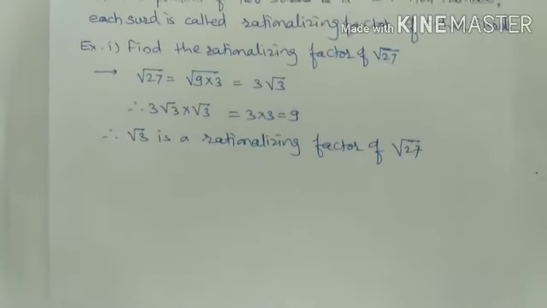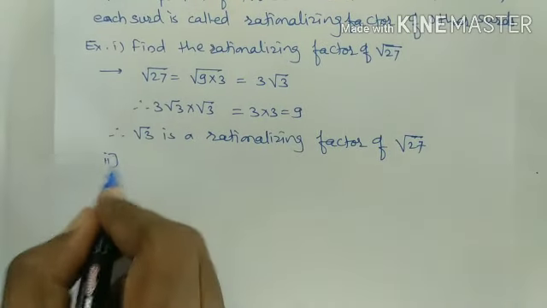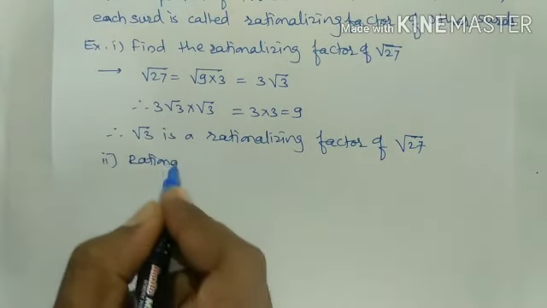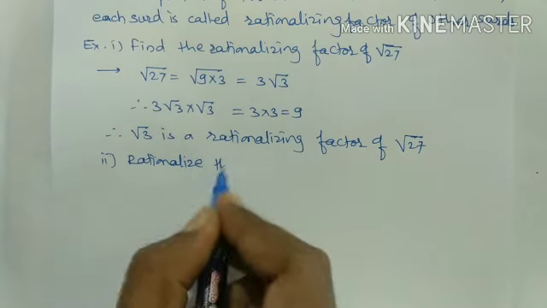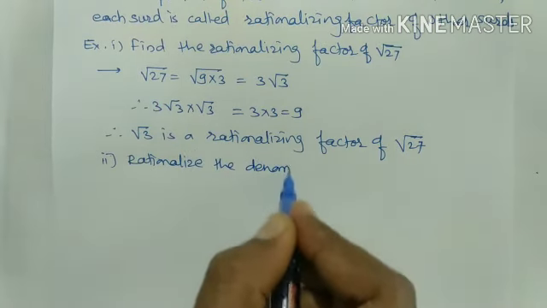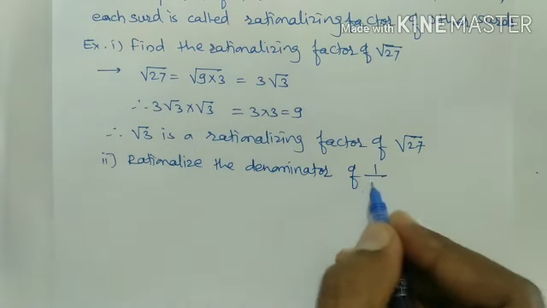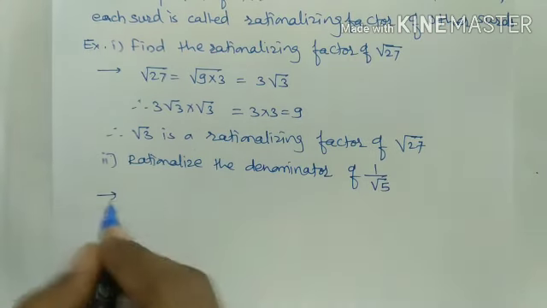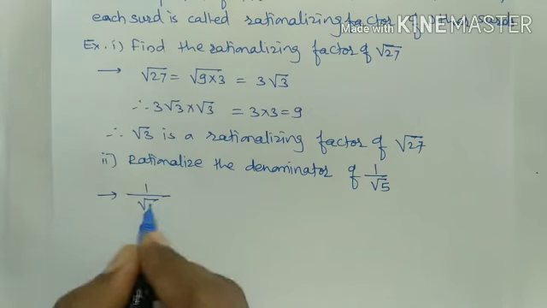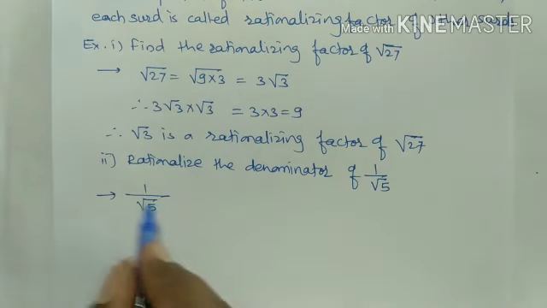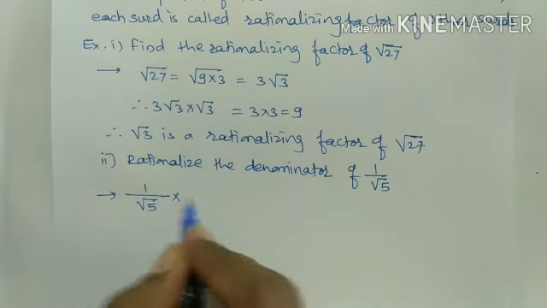Now the next example is: rationalize the denominator of this 1 by √5. See, we only have to rationalize its denominator. Here this √5 is in the simplest form. We can't simplify it further, that's why here we divide this by √5.